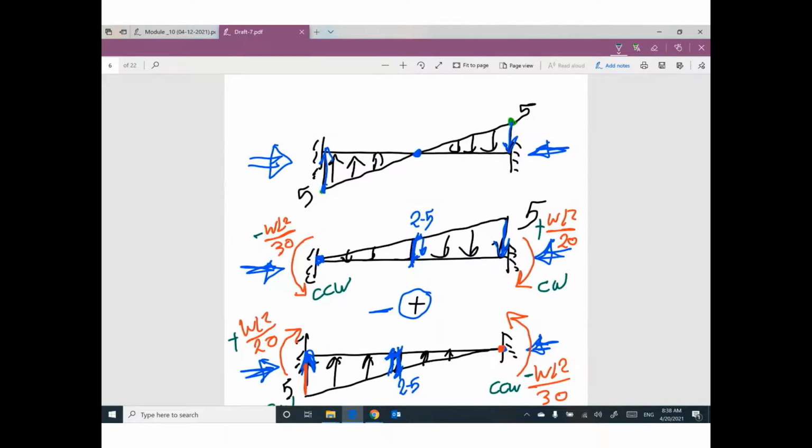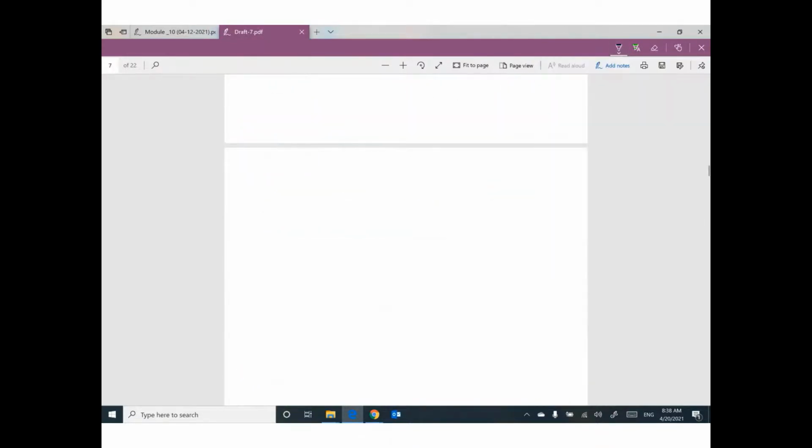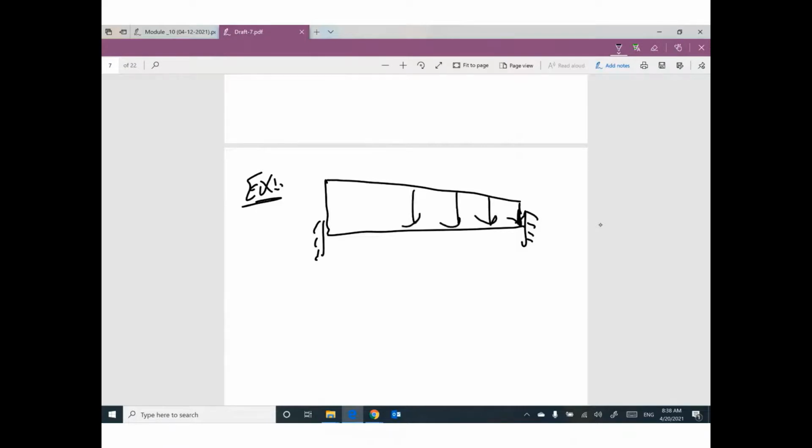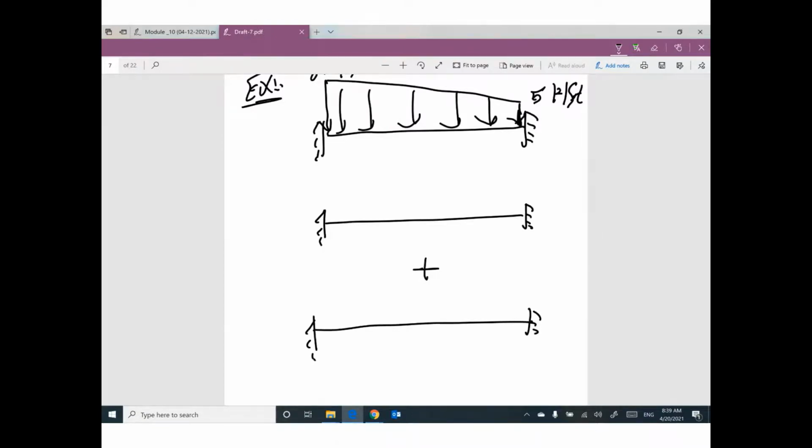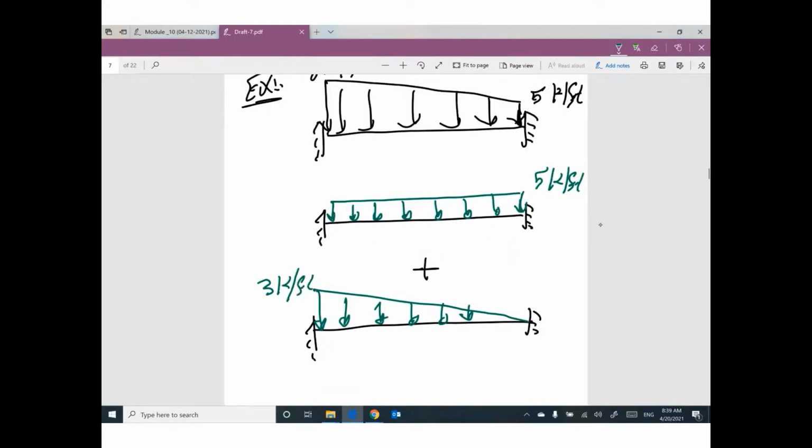This case looks like, not exactly, but looks like this one. If we have a fixed beam and a distributed load like this, 5 kips per foot and 8 kips per foot, we don't have this shape, but I can convert this shape to two shapes. This one plus this one. The first one will be a uniform distributed load. How much? 5 kips per foot. The second one, a right angle triangle like this. How much? 3 kips per foot. Do you like to try?